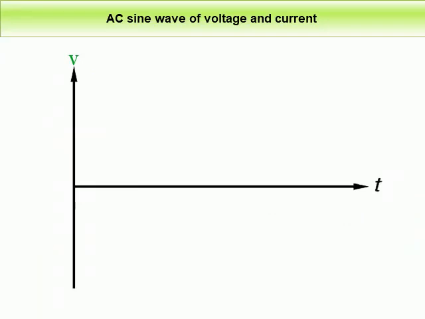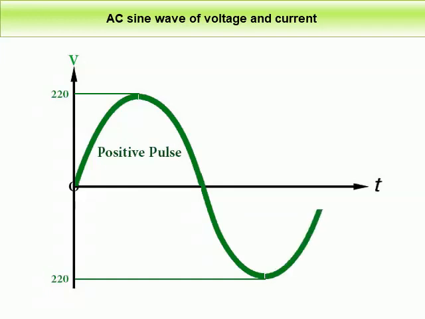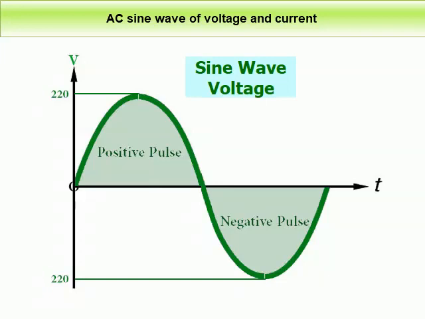We assume that the device is connected to the electrical power at the 0 point of the voltage wave. As soon as the device is connected, the voltage gradually increases from 0 to the maximum value 220 volts, then it decreases from the maximum value to 0. This is the positive pulse of the AC voltage wave. The process is now repeated in the same manner, but in the opposite direction. The voltage increases from 0 to the maximum value, then decreases to 0. And this is the negative pulse of the AC voltage wave. Both the positive and negative pulses form a sine wave voltage.